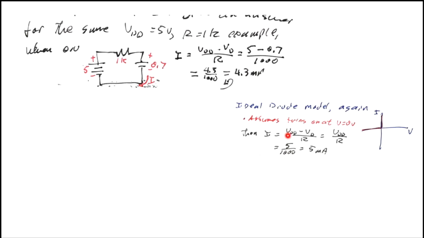Before, the ideal diode model, which would be VDD minus 0 over R, gave us 5 milliamps. So that's not that different of an answer. But to get this answer, all you have to do is subtract 0.7 from 5 volts. It's not a whole lot of extra effort to subtract that voltage drop. And by doing that, you get an answer which is actually quite a bit closer to the real answer.